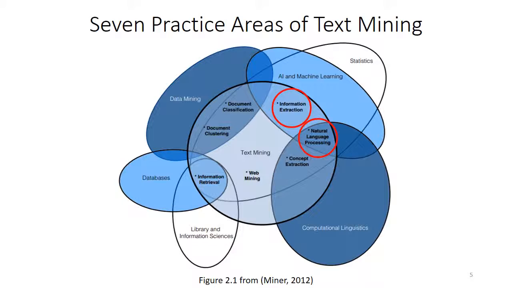We have 7 practice areas here. So, for example, information extraction or natural language processing. The 2 things that are in red here that I've circled are what I'll focus on today. But, to be fair, when we talk about things like extraction, we're going to be looking at all of these different fields. And the history of text mining is really interwoven across different disciplines. But I'll be focusing most of my presentation on NLP.